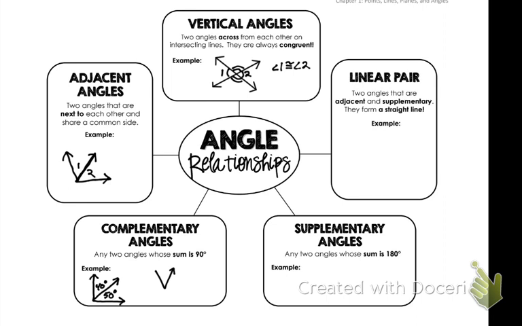Maybe another example could be 30 degrees and 60 degrees. So they don't have to be next to each other. They just need to add to 90 degrees.